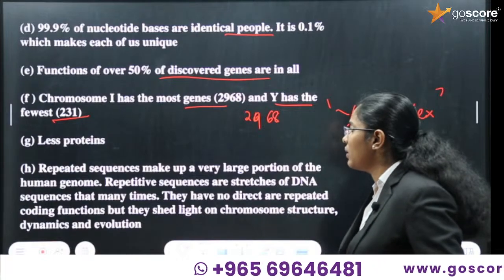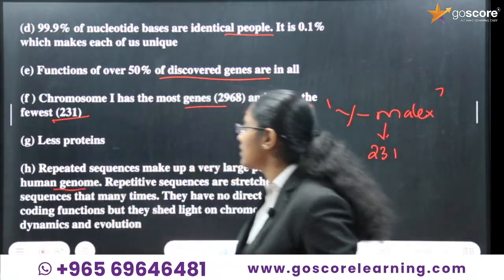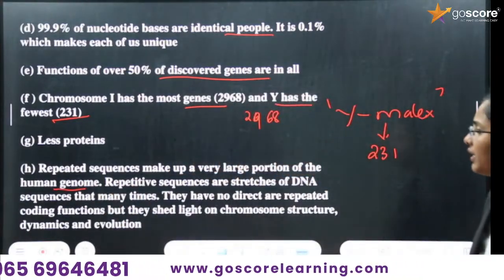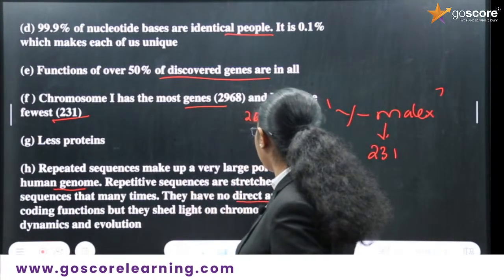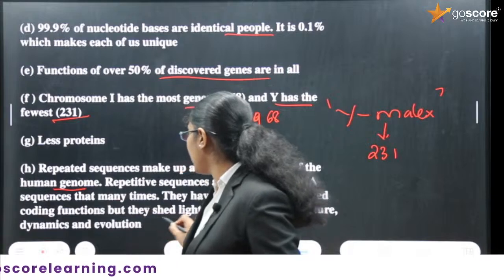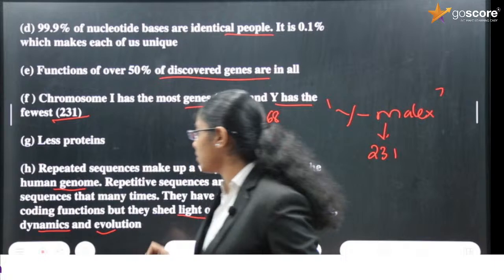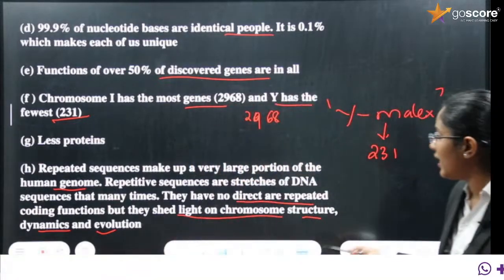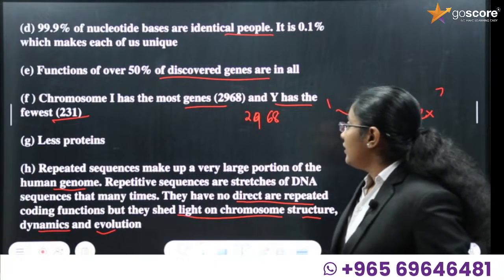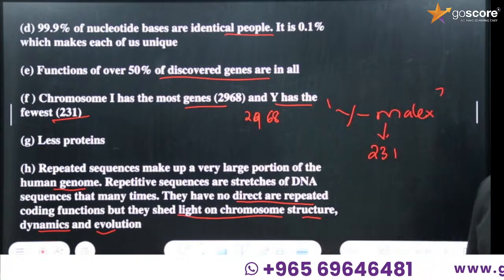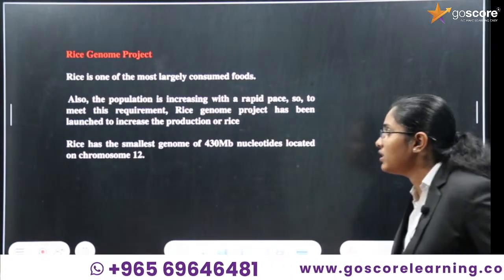Then repeated sequences make up a very large portion of the human genome. See, repeated sequences are present. These repeated sequences are stretches of DNA sequences that many times have no direct coding functions, but they shed light on chromosome structure, dynamics, and evolution. They have functions in different areas like structure, dynamics, and evolution. Understood? Got it?